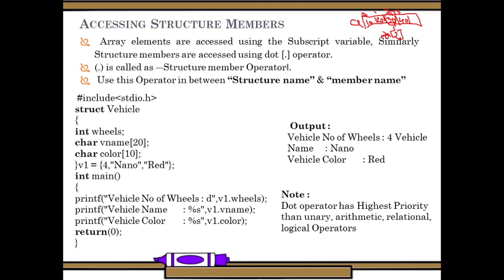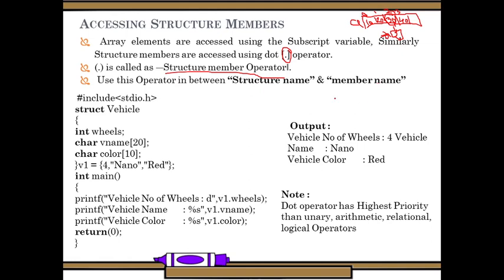Subscript in the sense of the index values we used. Similarly, structure members are accessed by using what? Yes, the dot operator. Members are accessed by using the dot operator. The dot operator is called the member access operator or a structure member operator. We use this operator between the structure name and a member name.